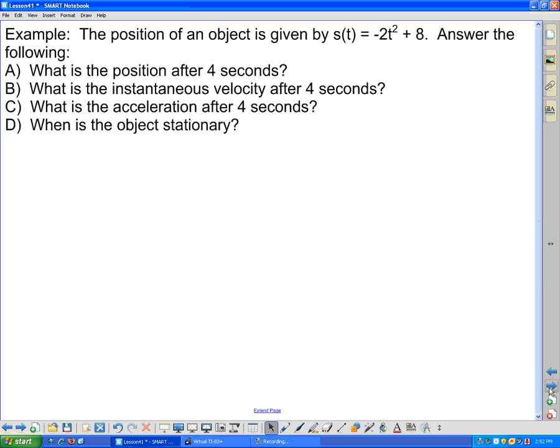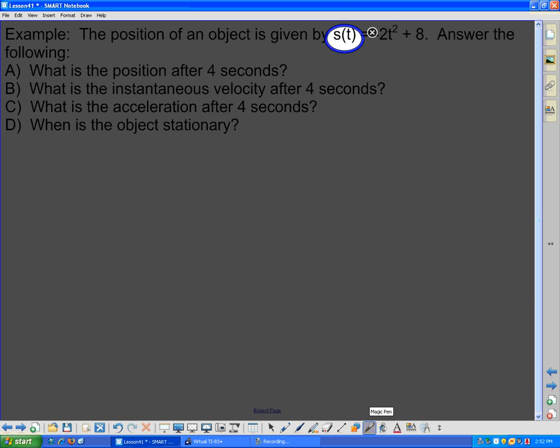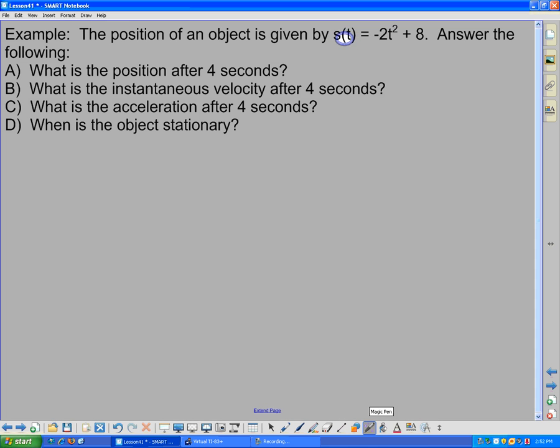Looking at a couple of examples to go through. So now for the physics students, we no longer have graphs anymore. We're just looking at being given some algebraic equations to work with and manipulate. So the position of an object is given by that function. They use displacement or position with s of t. So the function for displacement is always s of t.